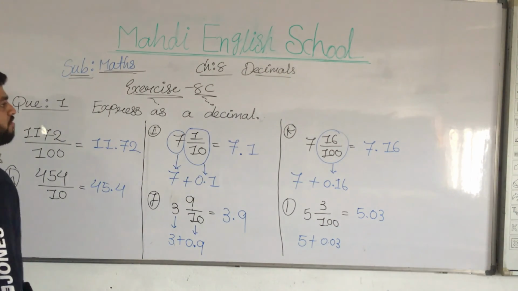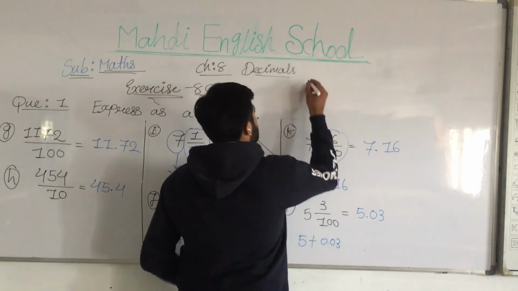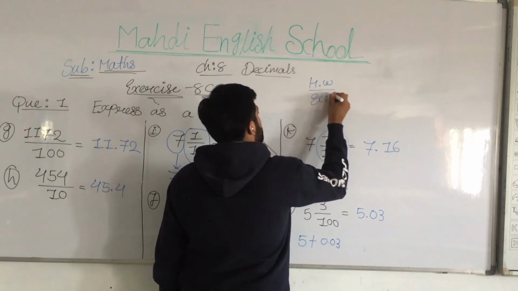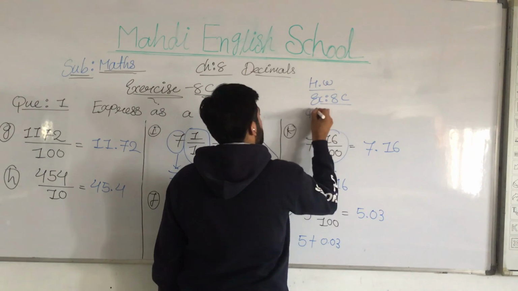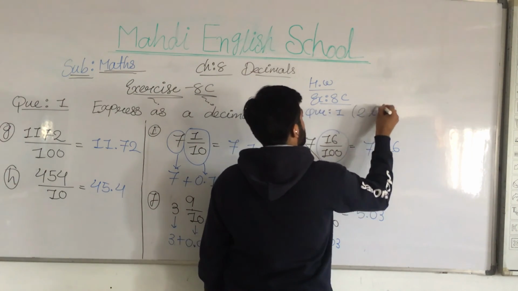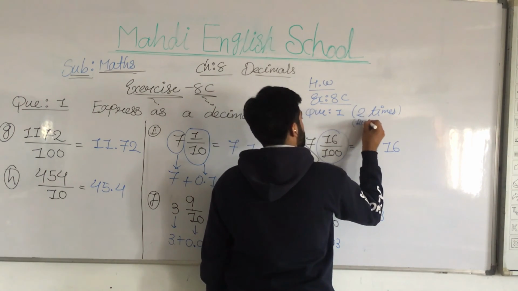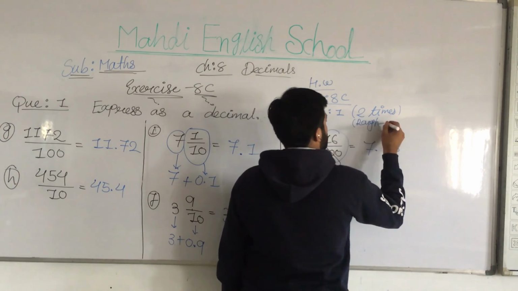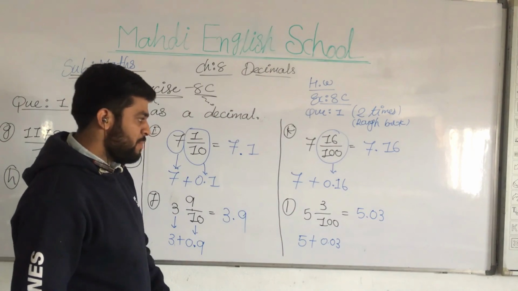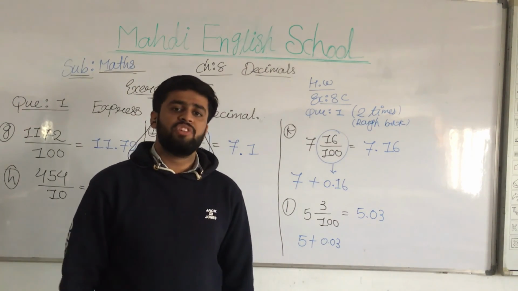Now I give you homework here. Now I give you homework, my dear students. Today's homework is exercise number 8C, question number 1, 2 times. How many times? 2 times in your rough book. Got my points, my dear students? Tomorrow we are going to learn question number 2.